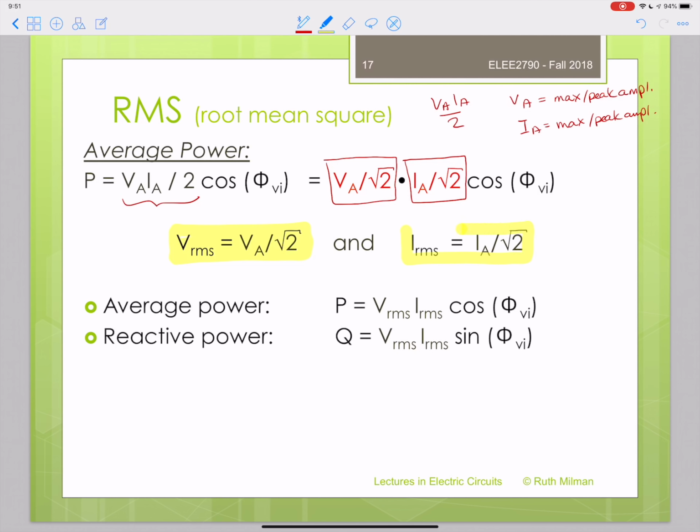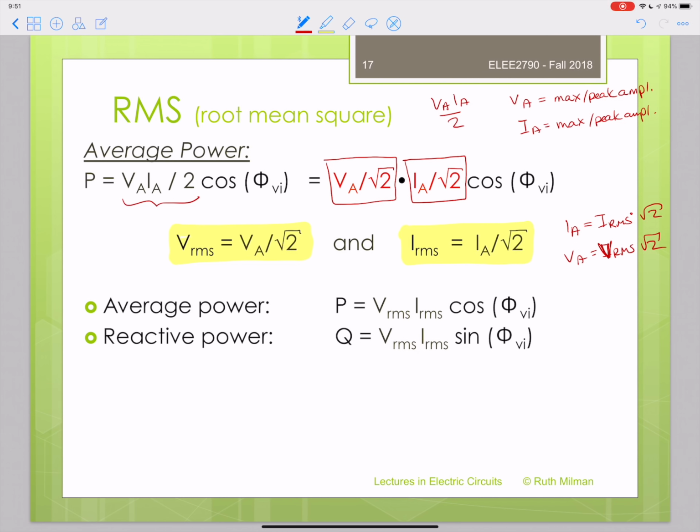usually is listed. So when you look at your listings for energy and power on your outlets or in other places, you're not being given peak amplitude when you deal with AC signals. You're being given RMS values. The way to relate the two is very, very easy. If you want to get back to your peak amplitude, the peak amplitude is just equal to the RMS value times the square root of 2. And the average power is more simply stated by the RMS values.